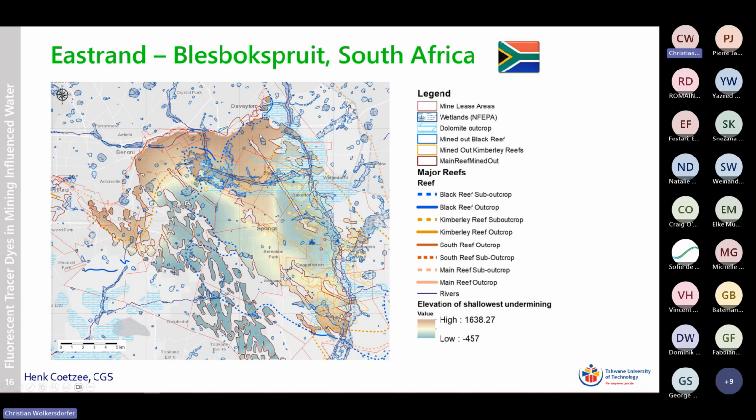So that brownish color means that the gold reef comes to the surface, and that greenish color here means that the gold reefs are going down very deep. You can see that's roughly 2,000 meters here.